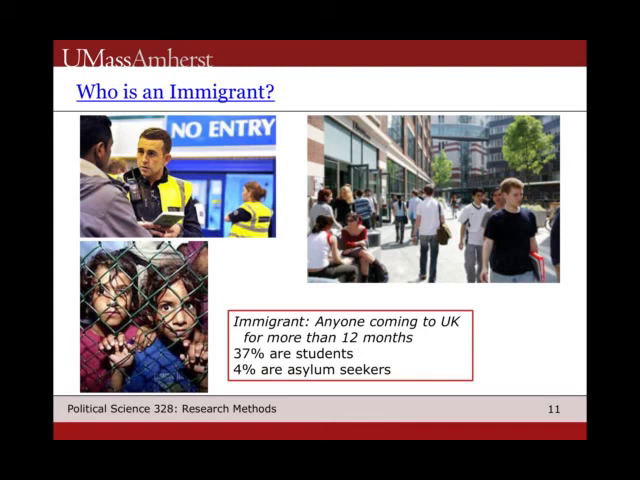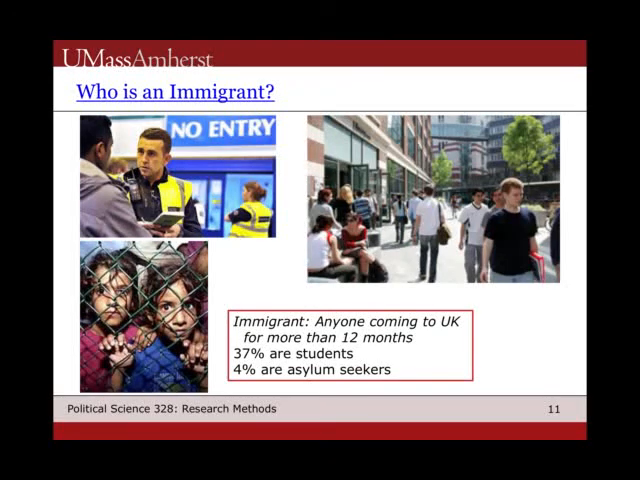Now, it turns out there is a technical definition that is used in the UK when people were measuring the number of immigrants who were coming in and out of the UK every year. And it was anyone coming to the UK for more than 12 months. Now, of the people who've met the formal statistical definition, 37% of those were students and 4% were asylum seekers.